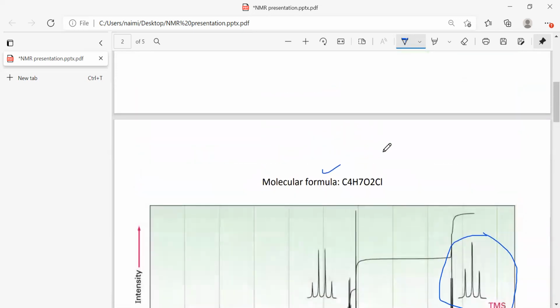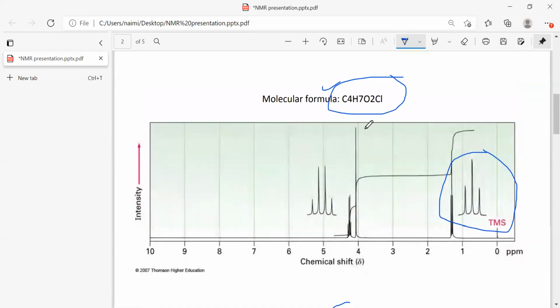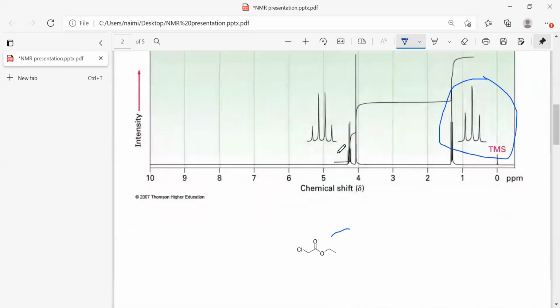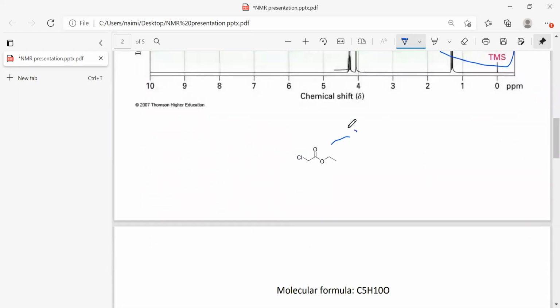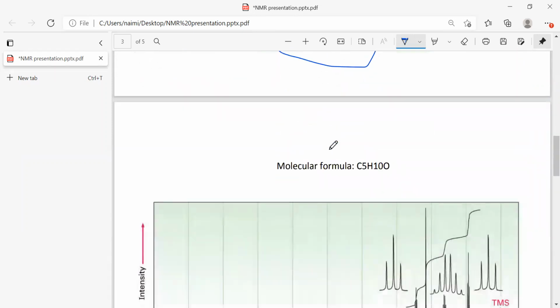First of all, you should know the molecular formula. If you know the molecular formula, and with the NMR spectra also, you can identify the framework of an unknown organic compound. So your structure will be this one. I think you can now understand how to identify the structure of an unknown organic compound.